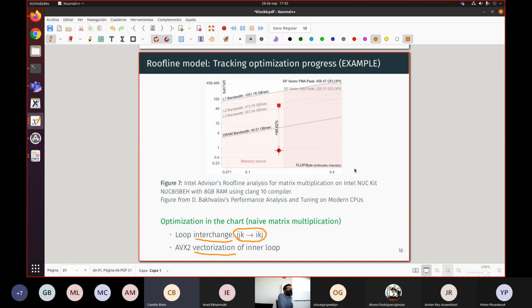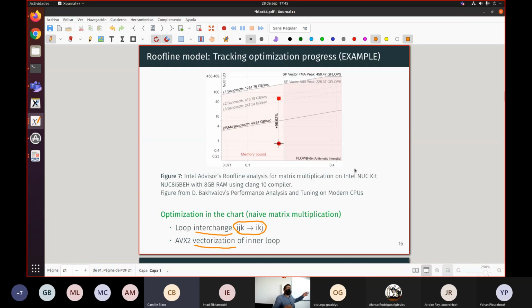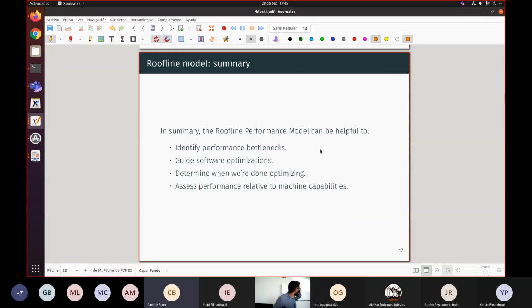with a very naive change. So it's important to track your progress, and in the roofline model you can track your progress and evaluate if you are exploiting your hardware, and if you should try to increase your computational intensity or not. Well, it depends on the situation. Okay, so these are more or less the important aspects of roofline.